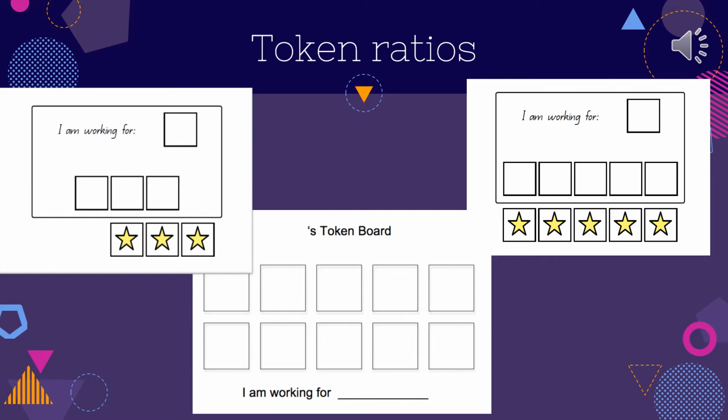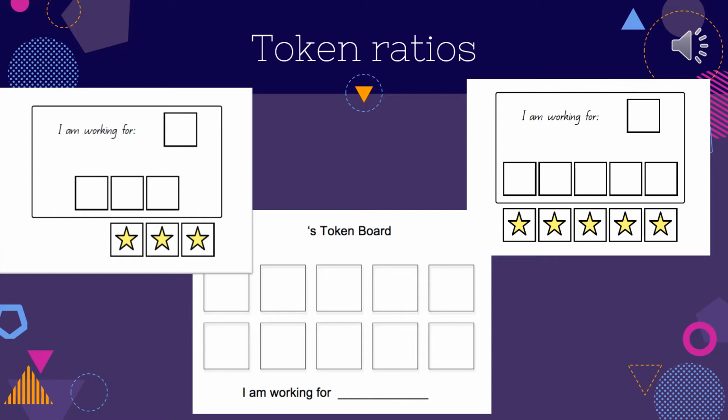Here we have several different examples of token boards that can be used. Two of the examples are similar, but they have different token ratios. On the left side, we see a token board with a ratio of 3. The stars are the tokens that are being used, and there's a spot for the client to put an icon of the item that they are working for. On the right side, it's the same token board. However, the ratio for this board is 5. So the client must earn 5 stars in order to get the item that they're working for.